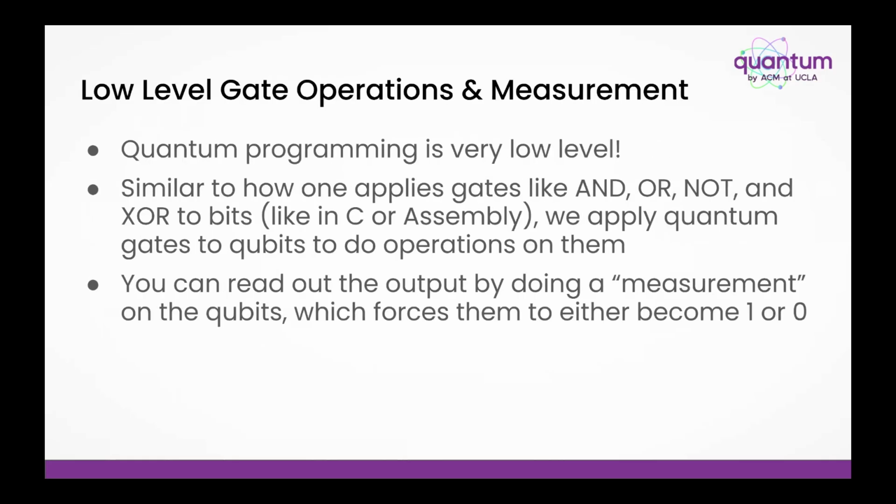All right, so how does quantum computing actually work? One idea I want to get across to you guys is that quantum computing is very, very low level. Similar to how we can apply AND, OR, NOT, and XOR gates to regular classical bits, we can apply quantum gates to qubits and do operations on them. So quantum computing is less like Python and Java and more like C, assembly, machine code, that kind of stuff. You can read out the output after doing a bunch of operations on qubits by doing a measurement, like I said before, which forces all the qubits to become 0 or 1.